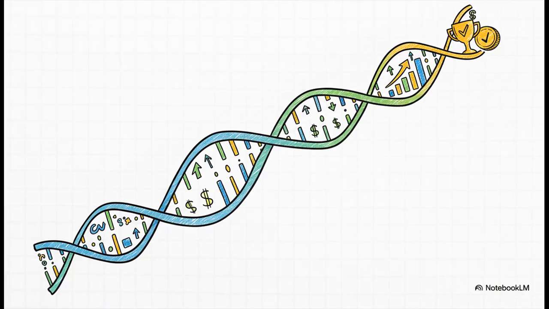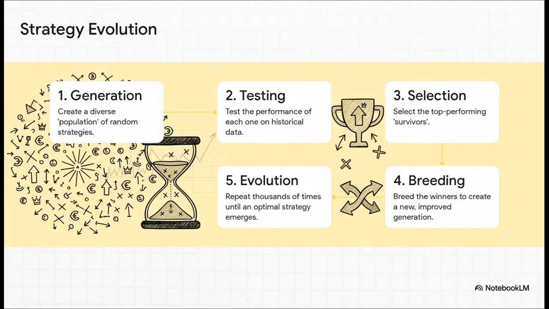The whole idea is ripped straight from Darwin's playbook, from biology's natural selection. So instead of you having to build and test strategies one by one, the software uses these evolutionary algorithms to automatically discover the profitable ones for you. So here's how that evolution plays out. It's basically survival of the fittest, but for trading rules. First, the system creates a huge population of totally random strategies.